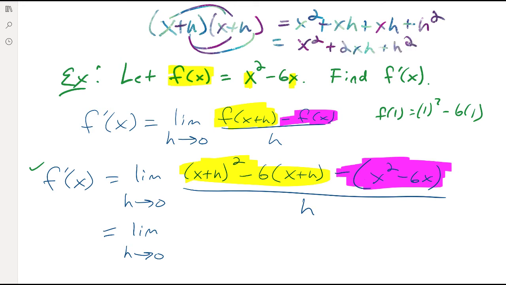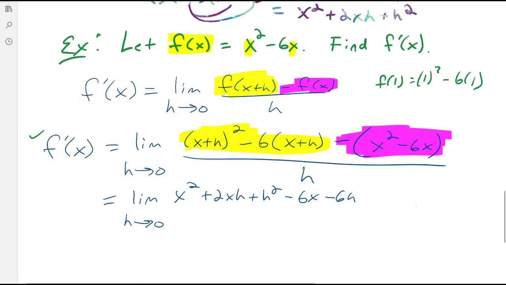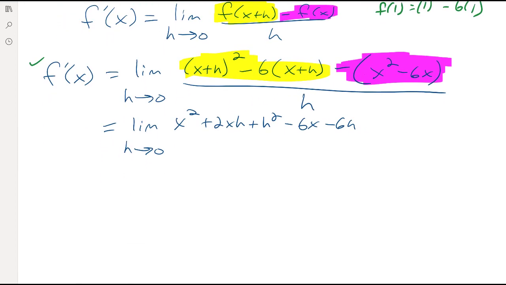All right, so x plus h quantity squared, for the reasons we just went over, is x squared plus 2xh, plus h squared. And now I'm going to distribute my negative 6, so I get a negative 6x minus 6h. And then I'm going to distribute my negative in the magenta, which gives me a negative x squared plus 6x. Be careful there. It's all over h.